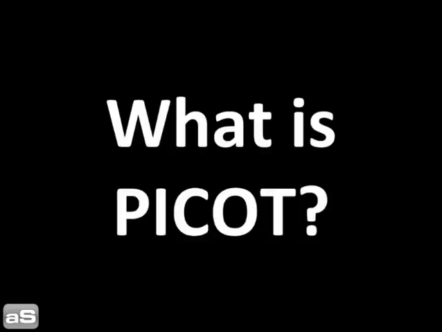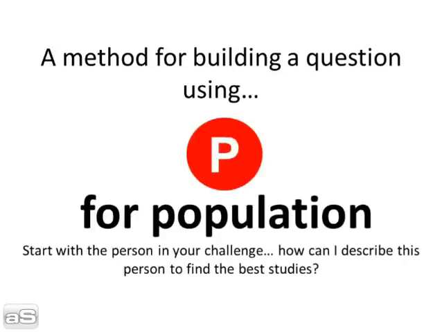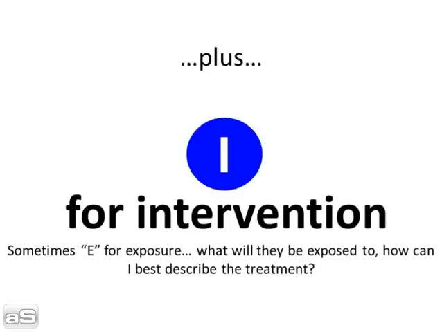What is PICOT? A method for building a question using P for population. Start with the person in your challenge. How can I describe this person to find the best studies? Plus I for intervention, sometimes E for exposure. What will they be exposed to? How can I best describe the treatment?